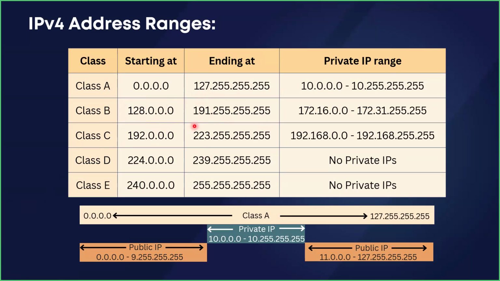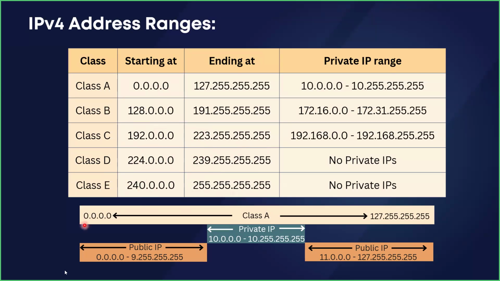Since it is ending at 191, class C starts at 192. From 192.0.0.0, it goes all the way up to 223.255.255.255. Since it's ending at 223, class D starts at 224. From 224.0.0.0, it goes all the way up to 239.255.255.255. And since it's ending at 239, class E starts at 240, and from 240.0.0.0 it goes all the way up to 255.255.255.255, the last IP.